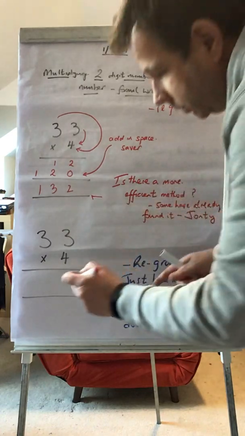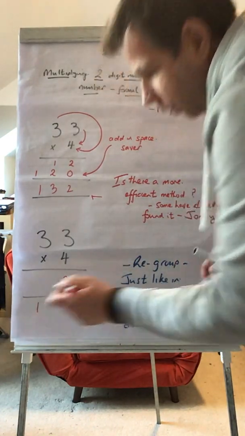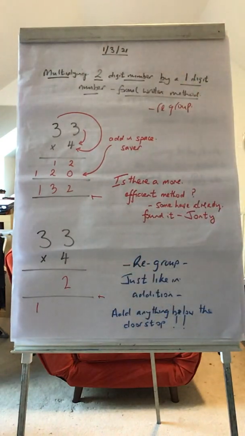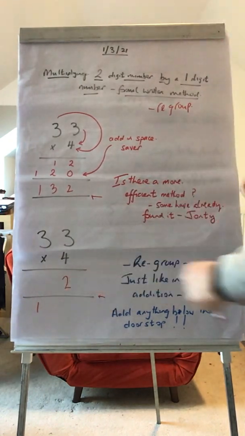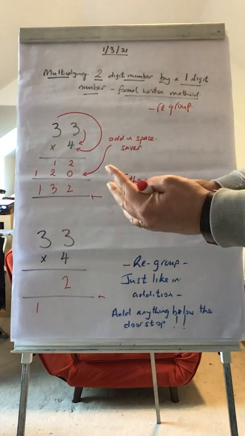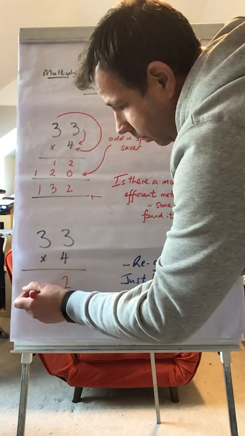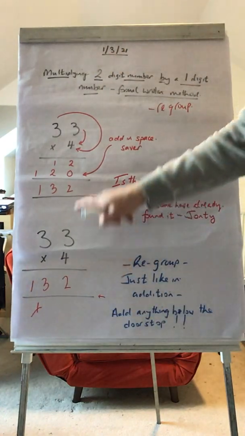3 times 4 is 12. I'm just going to write my ones in, and my 10 I'm going to put underneath the doorstep, and I'm going to regroup my answers in a minute. So I've done this: 3 times 4 is 12, 2 ones, 1 ten. 3 times 4 is 12, and this time I add on my 1. So 12 add 1 is 13. Look at that, magic. The answers are the same.